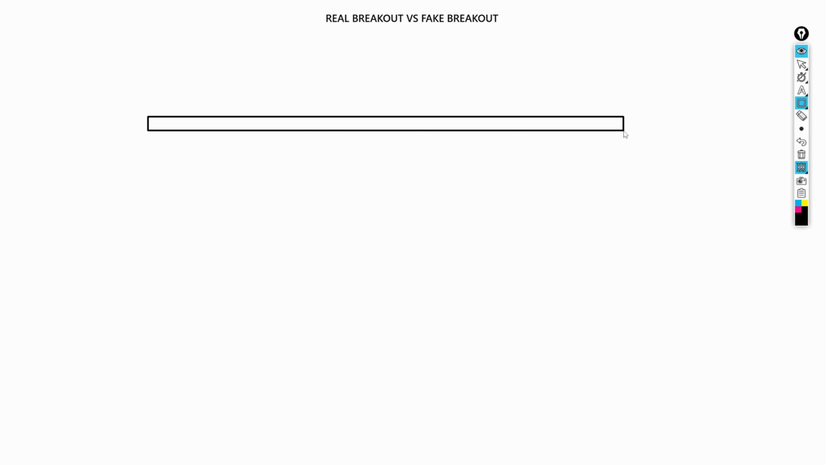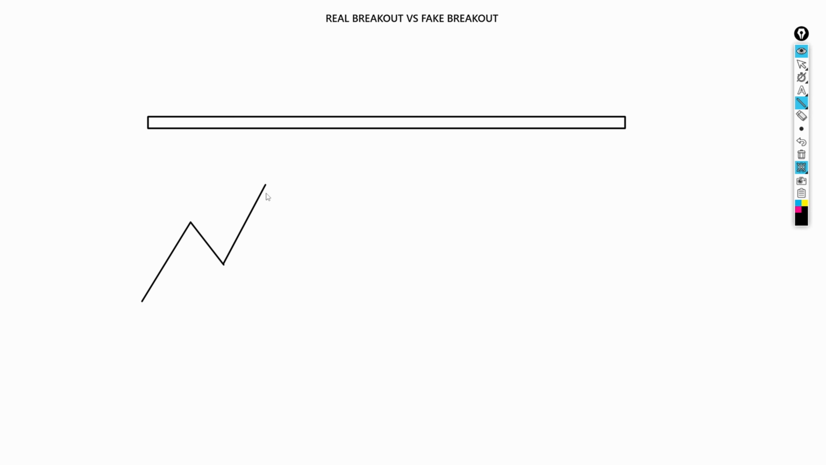So let's understand it for an uptrend. Suppose this is our resistance zone or a selling zone where you expect that the selling pressure is higher than the buying pressure and you can expect the market reversing. So for instance, suppose the price is moving like this, it's breaking the previous high, which means more buying pressure.